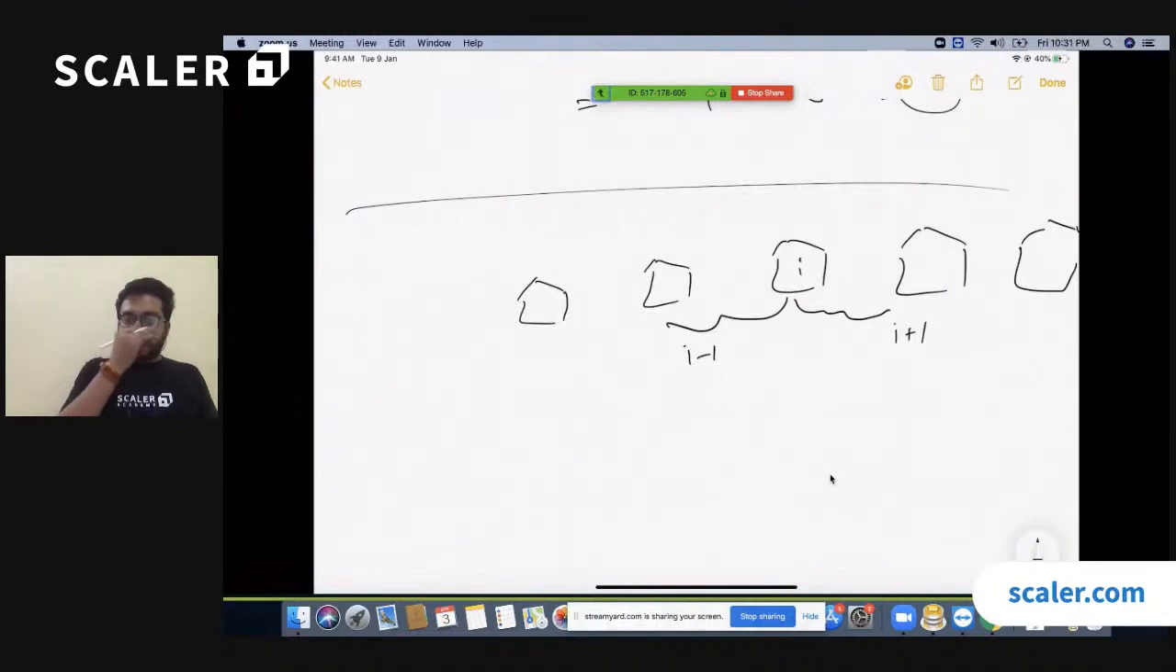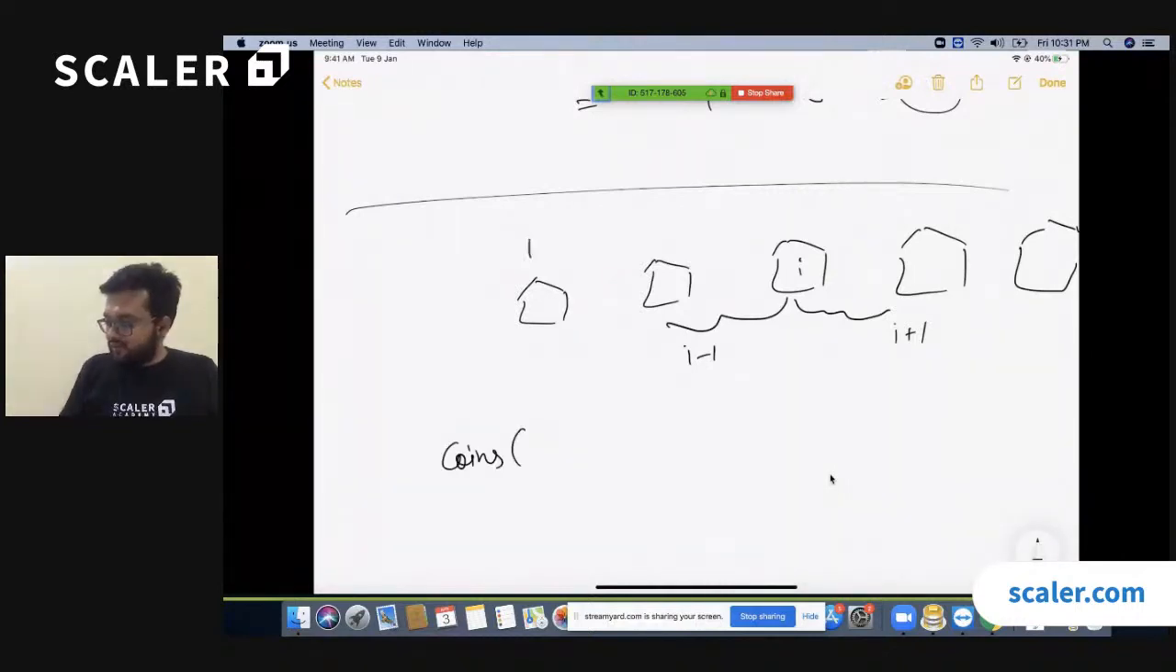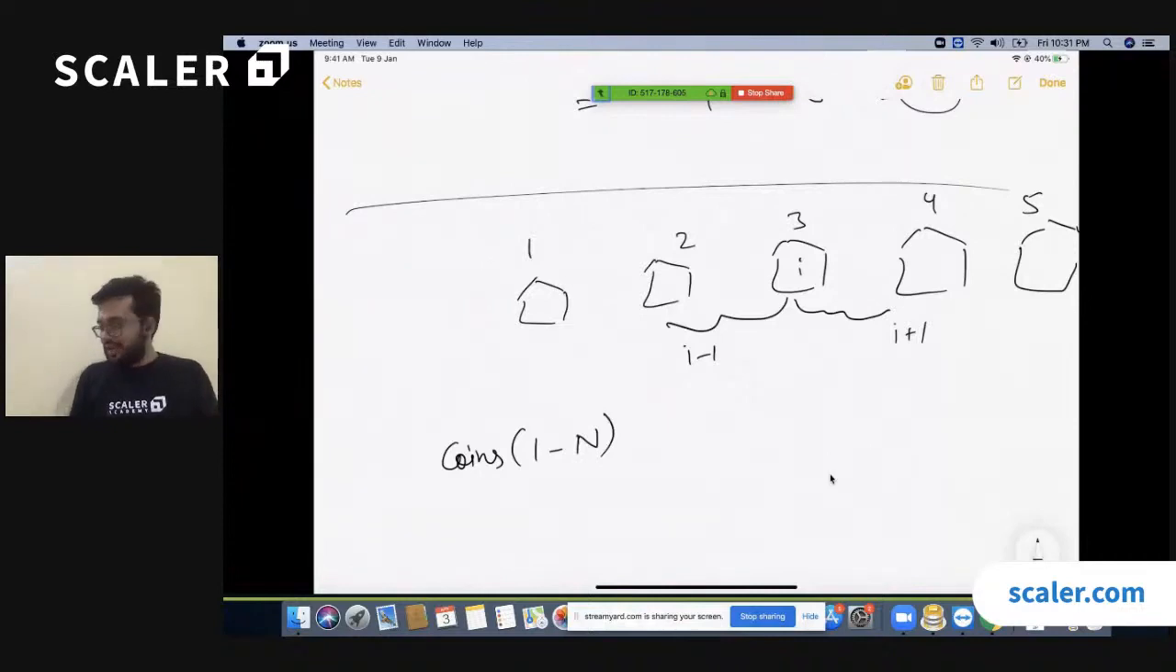I said, again, let's look at the problem as a combination of some states. Okay. So let me define one state for you. Let me define a state which tells you the maximum coins that you can get from looting the first to the nth house. So the maximum coins that you can get from looting the first to the nth house. Let's say I want to compute this answer. Does that make sense? I want to compute what the max is.